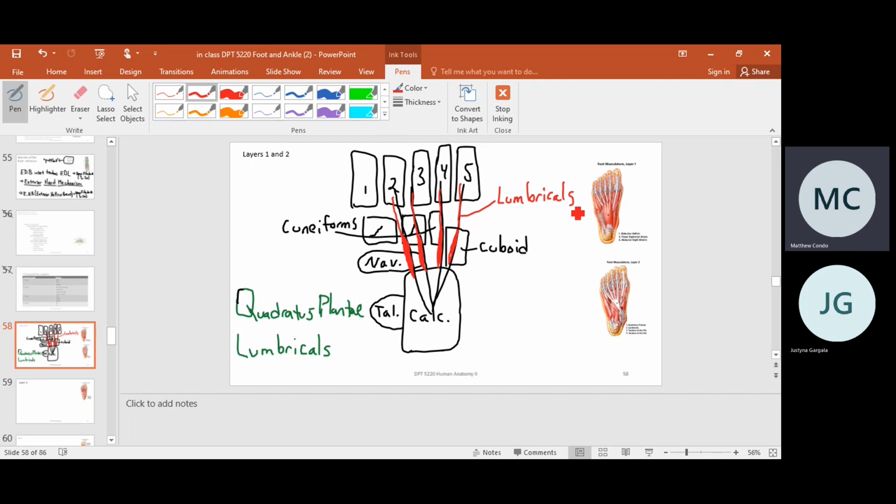So my lumbricals in my foot are going to flex my MTPJ, metatarsal phalangeal joints. And they're going to extend the proximal interphalangeal joints of my toes. Like I said, these are extremely underdeveloped muscles in the foot. Honestly, a lot of it is a remnant from evolution. We don't use them much anymore, especially since we started wearing shoes and walking on concrete, but they're there.